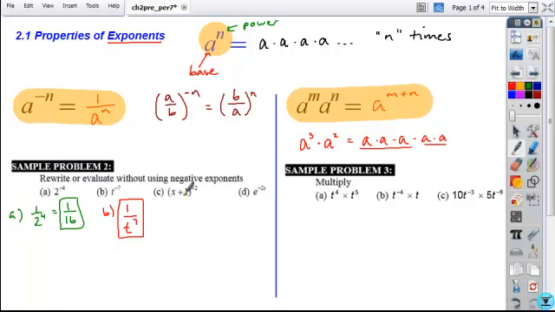This holds true if your base is a binomial, in this case, if it's multiple terms. So here we just take our base, which is this whole expression x plus 1, we move it to the denominator, and we change the sign of its power. And once again, you don't need to simplify this any further.